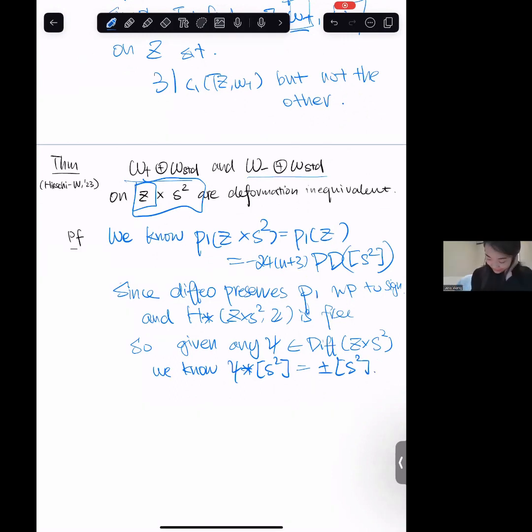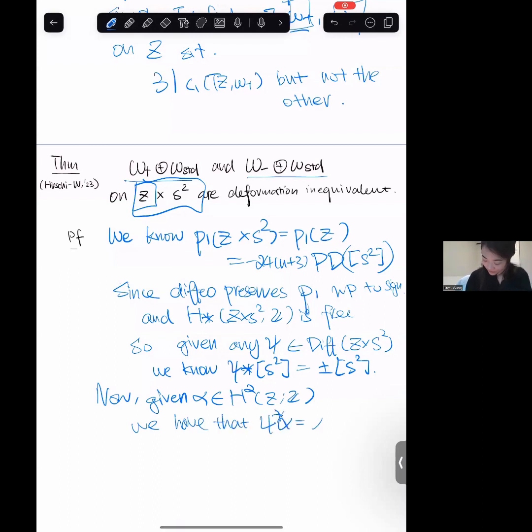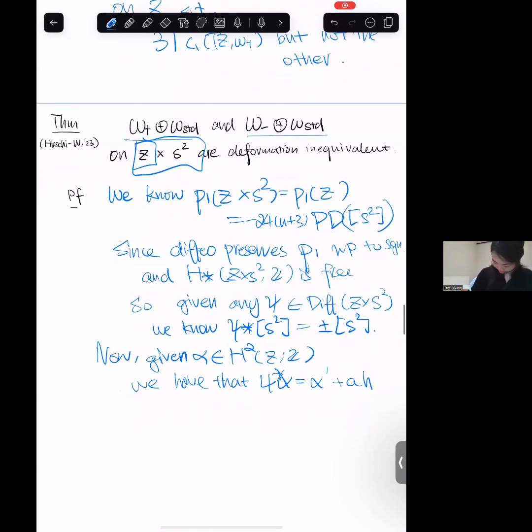Okay, now again, it's just some computations of cohomology classes. So given a second cohomology class alpha of Z, we have that the psi pullback of alpha is some alpha prime plus A times H, where alpha prime is just some second cohomology class of Z.